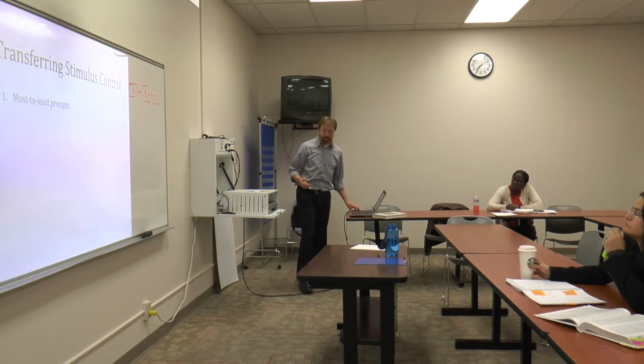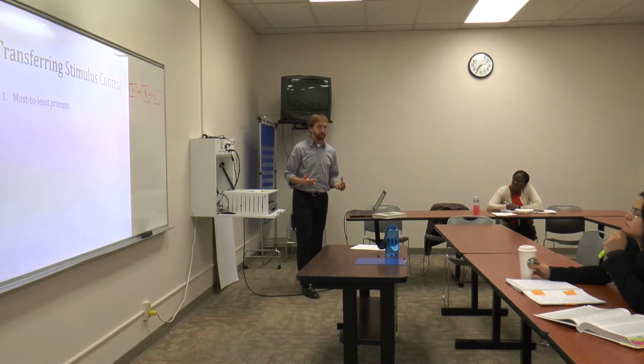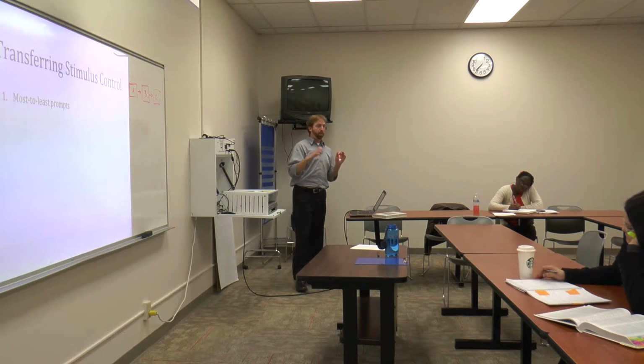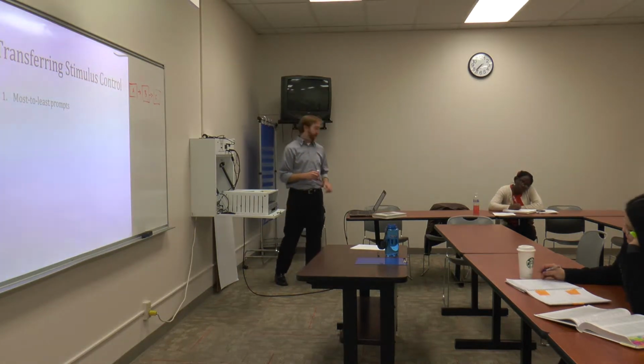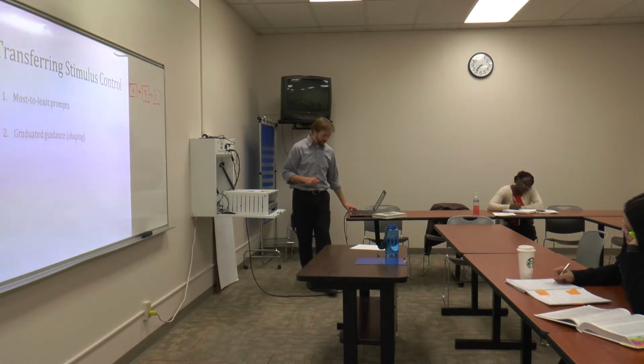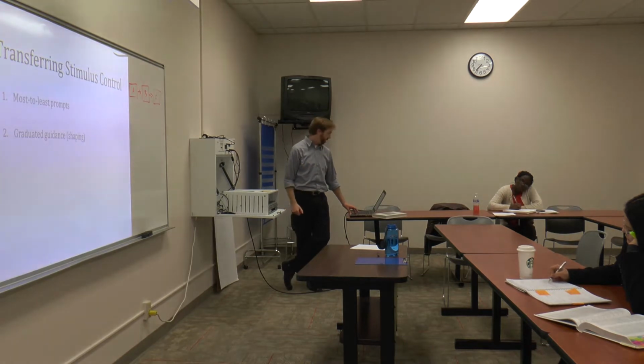A couple ways to transfer stimulus control is using most to least prompts. When we're talking about most to least, a full physical prompt, taking someone's hand and making them do it, is a very intrusive prompt, where just slightly guiding them is a little less. Just pointing and then maybe even just saying verbally, try that second one, whatever it may be. So eventually fading those prompts till the point where they're able to do it independently. Another way is graduated guidance, which is shaping. We're going to talk about shaping later tonight. It has its own little section.